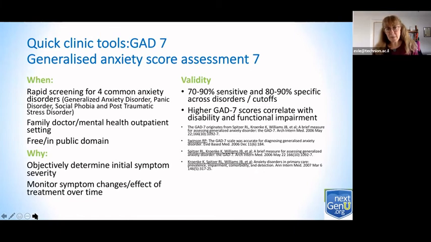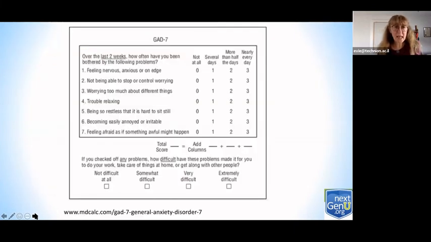And from a validity perspective, it's 70 to 90% sensitive and 80 to 90% specific across all the disorders at those cutoff levels. And higher GAD-7 scores correlate with increased disability and functional impairment. So let's have a look at the questionnaire. You can see it's a very easy questionnaire to get patients or clients to fill in. Just 7 questions, and it says, over the last 2 weeks, how often have you been bothered by the following problems? Not at all, several days, more than half of the days, or nearly every day. And then you add the columns up and you get a total score.